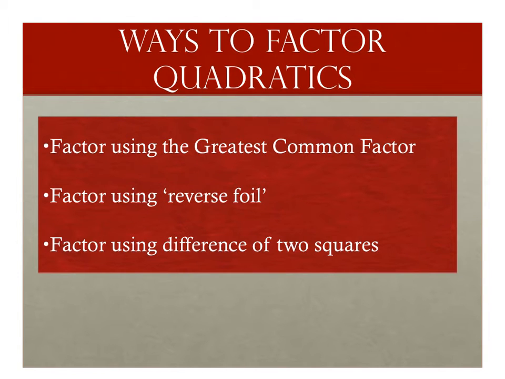In 5.3, we're going to work on different ways to factor quadratics, and we're going to solve quadratics by factoring. Now, there's a few different ways. We have our greatest common factor. We also use reverse FOIL. We can also factor using a difference of two squares. It's kind of a special case right there. That's what we're going to work on in this part of 5.3.